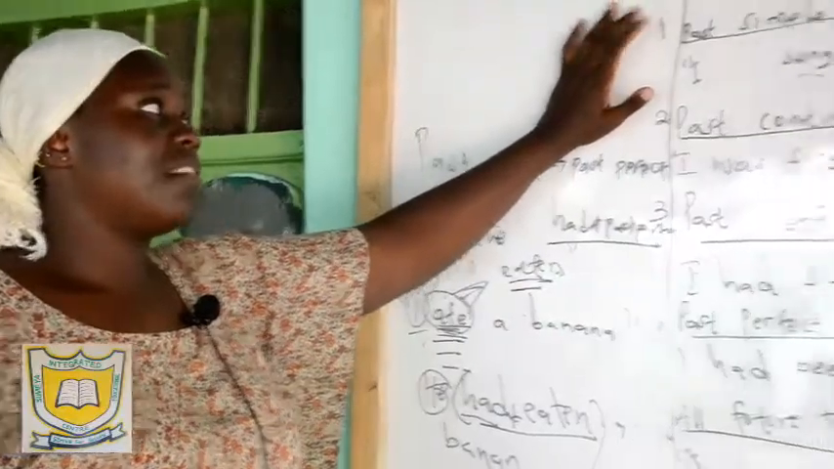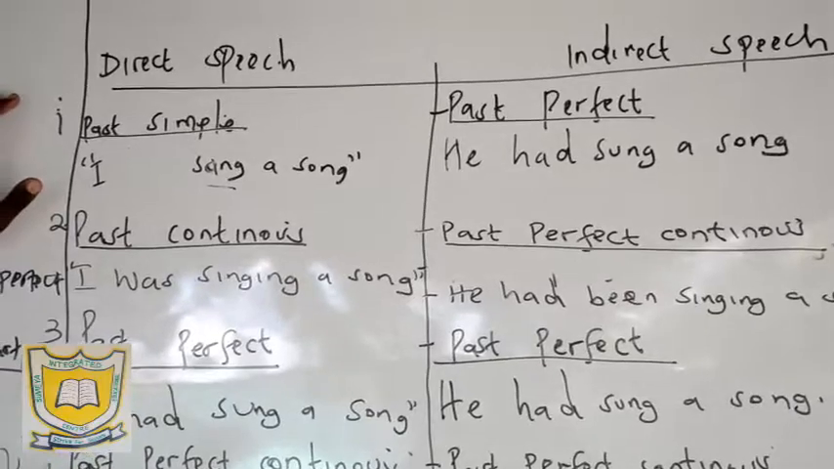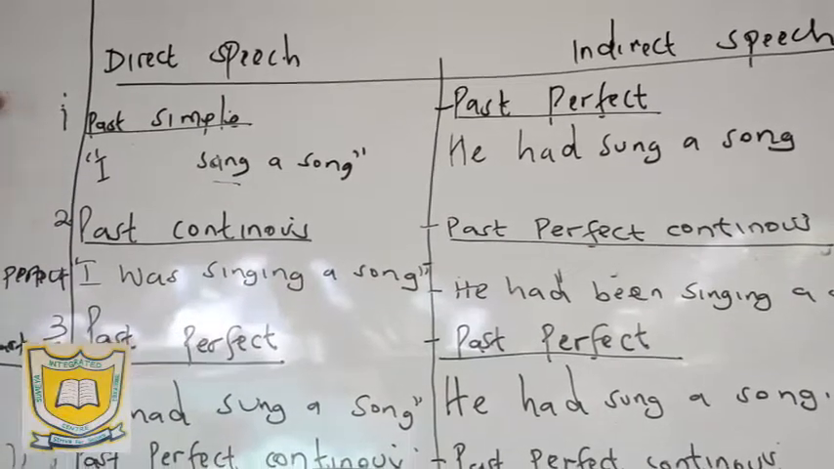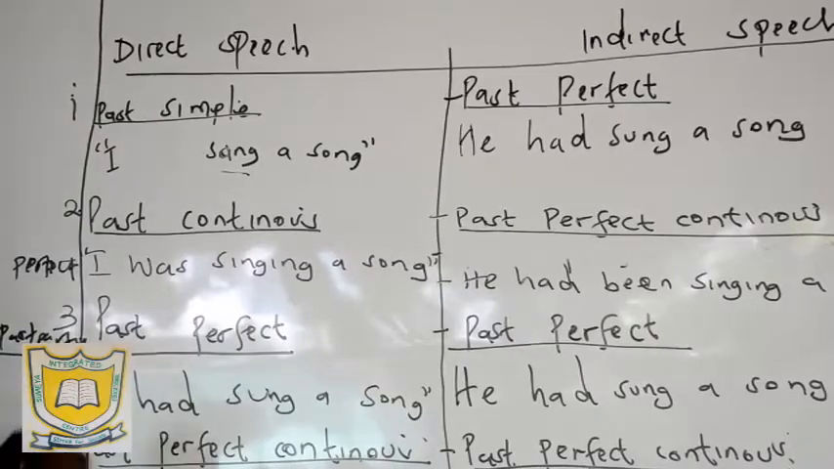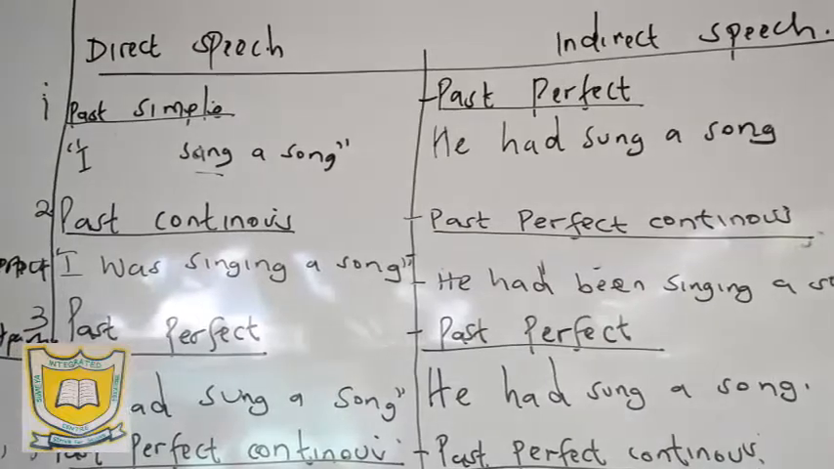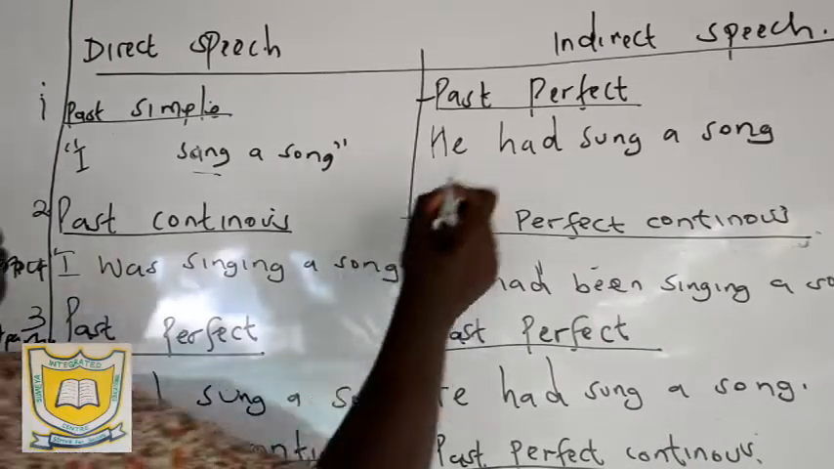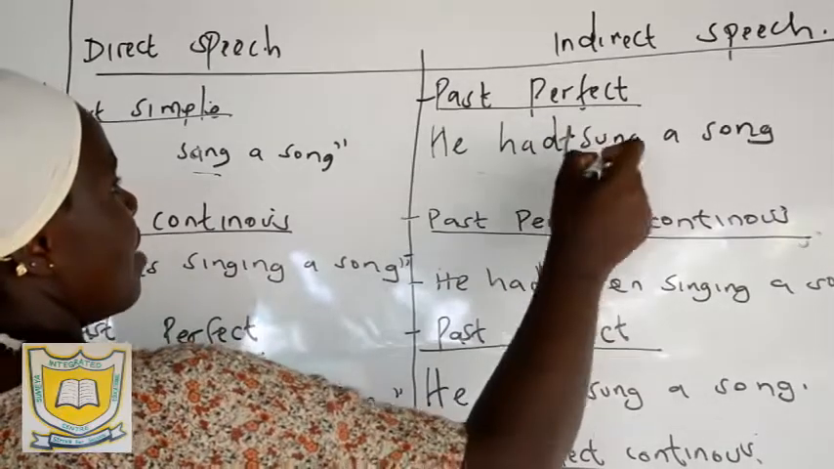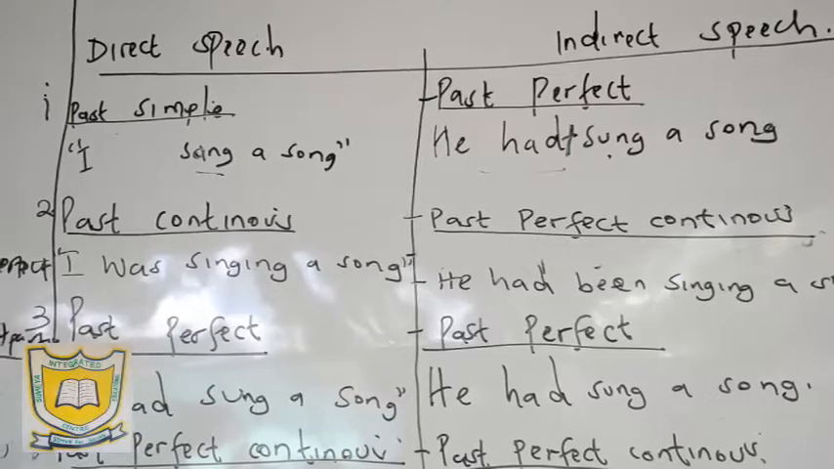We are changing the past simple tense. The past simple tense direct speech changes to the past perfect tense in the indirect speech. So you say I sang a song. That is my sentence. I'm changing it into the indirect speech. I'd say he had sung a song. How do you form the past perfect tense? You form the past perfect tense by use of had plus a past participle of the given past tense in the sentence.